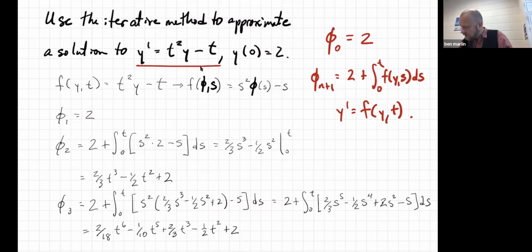So when we plug in here the 2, and then s squared times the thing that we just got, minus s, we have to do the integration again, and we end up with, I wrote 2/18, so you could follow how it occurred, but that's going to be 1/9. Okay, so 1/9 t to the 6th minus 1/10 t to the 5th, and then the thing we already had.